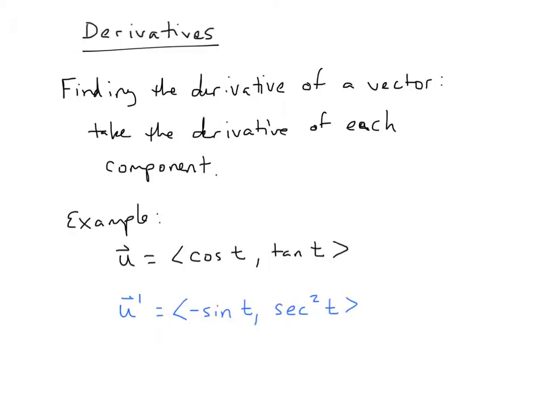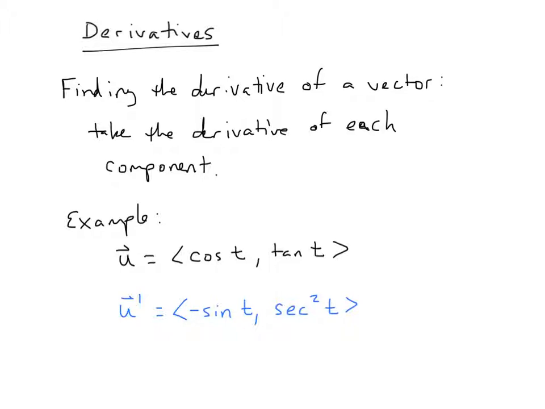Because vectors are so similar to parametric equations, taking the derivative also feels very similar. So we have an example down here of vector u, and notice that the little symbol above it that looks like half of an arrow, that is how we show that u is a vector.